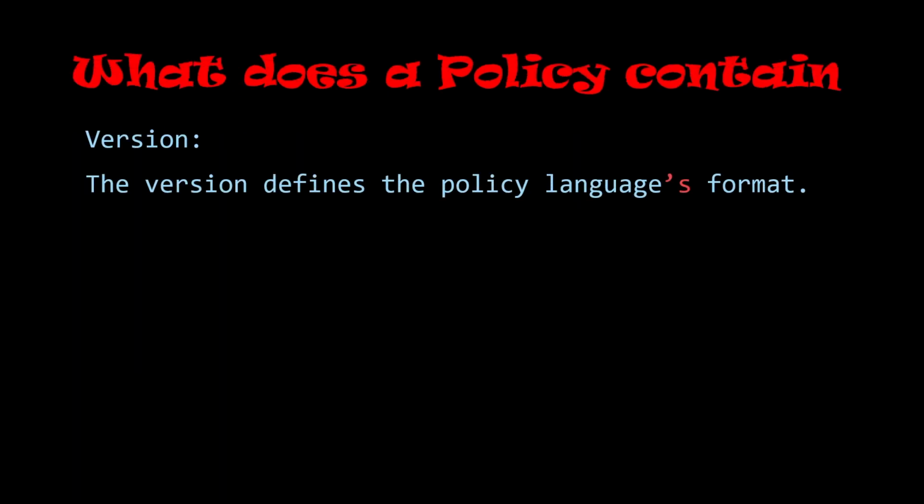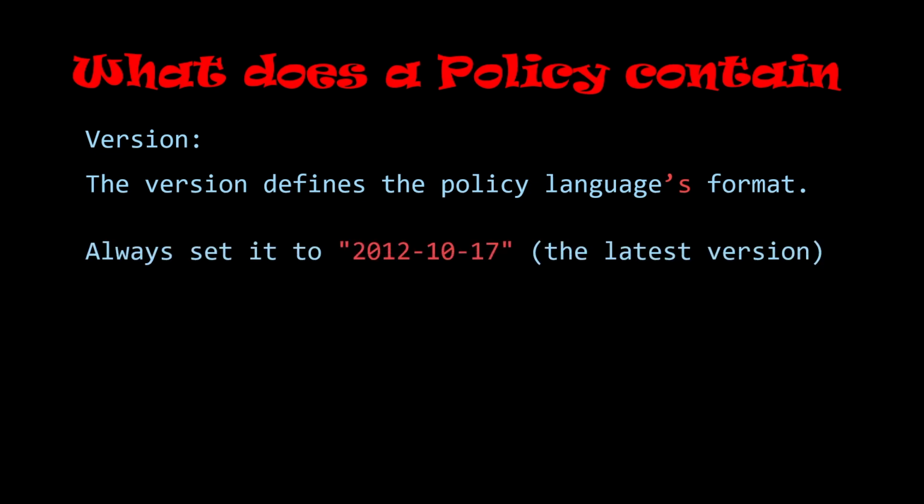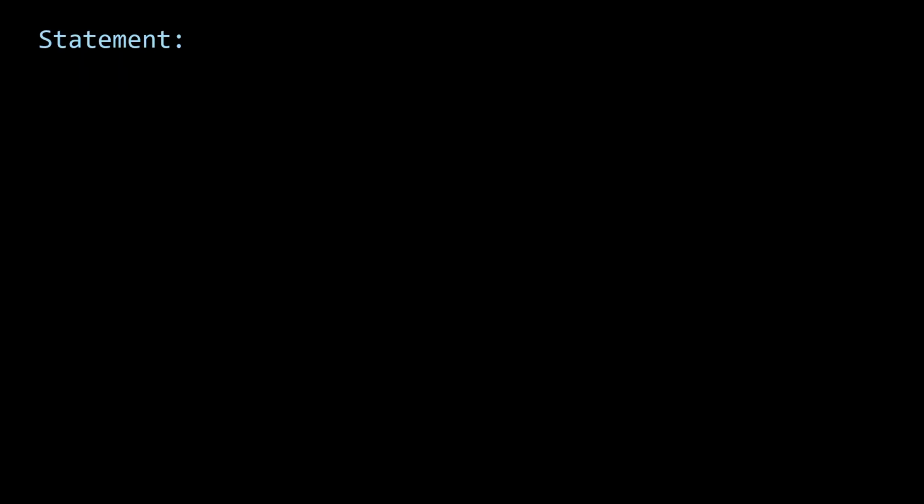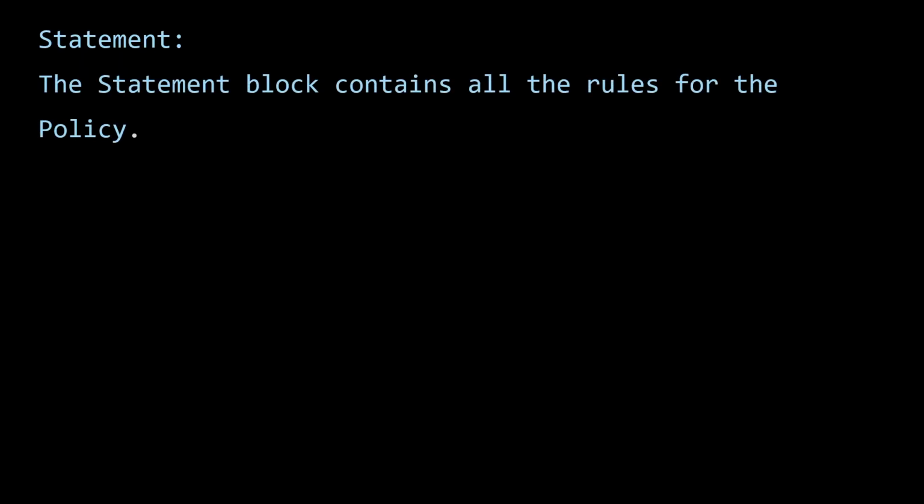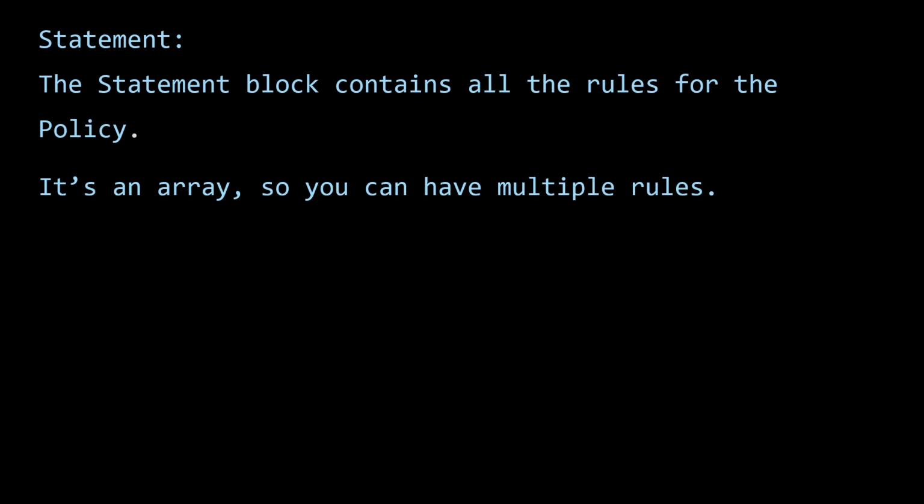So what does this policy contain? Version. The version defines the policy language format. Always set it to 2012-10-17. This is the latest version. Next is statement. The statement block contains all the rules for the policy. It's an array, so you can have multiple rules.